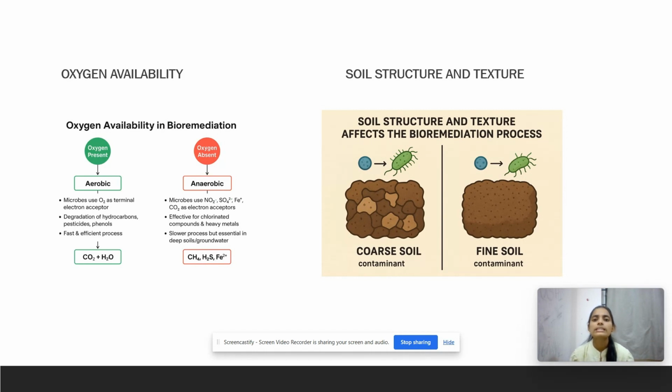Now we will see soil structure and texture. If we consider the different types of soils, sandy soil is good for aeration, but it has less water holding capacity. Clay soil is good for absorption, but it has little aeration. So loamy soil, which has both aeration and absorption properties, can work better for the bioremediation process.